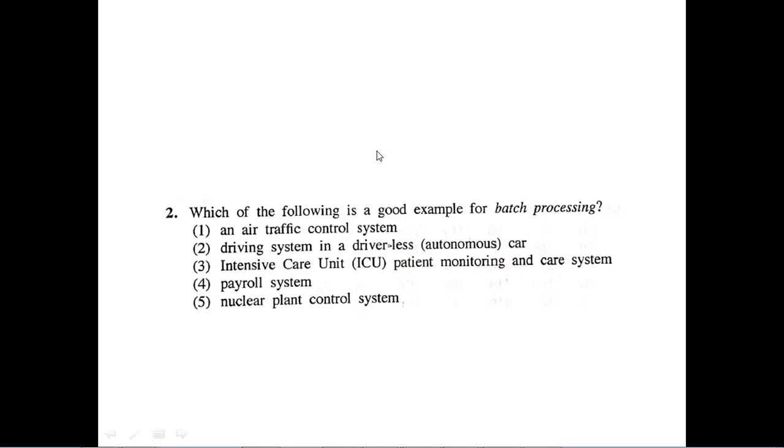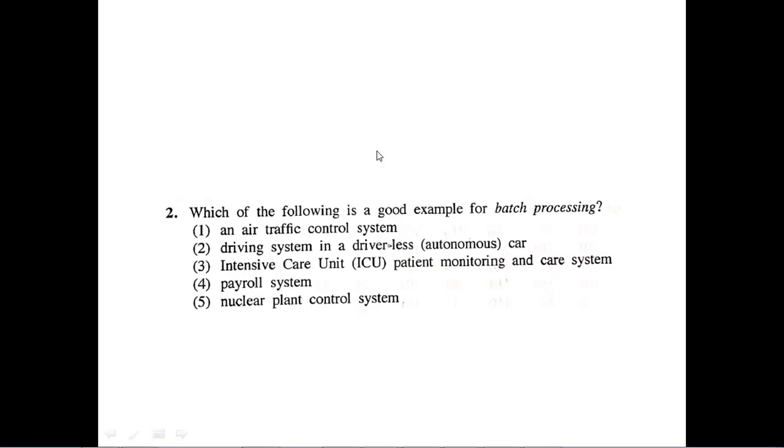The second answer, driving system in a driverless autonomous car. There also the system used in the car should monitor the objects in front of the car, the vehicles moving, the people moving, the speed of the other vehicles and the speed of this autonomous car, and many other types of data will be collected into the system, processed, and output into some other systems in the car itself. So it's real-time processing.